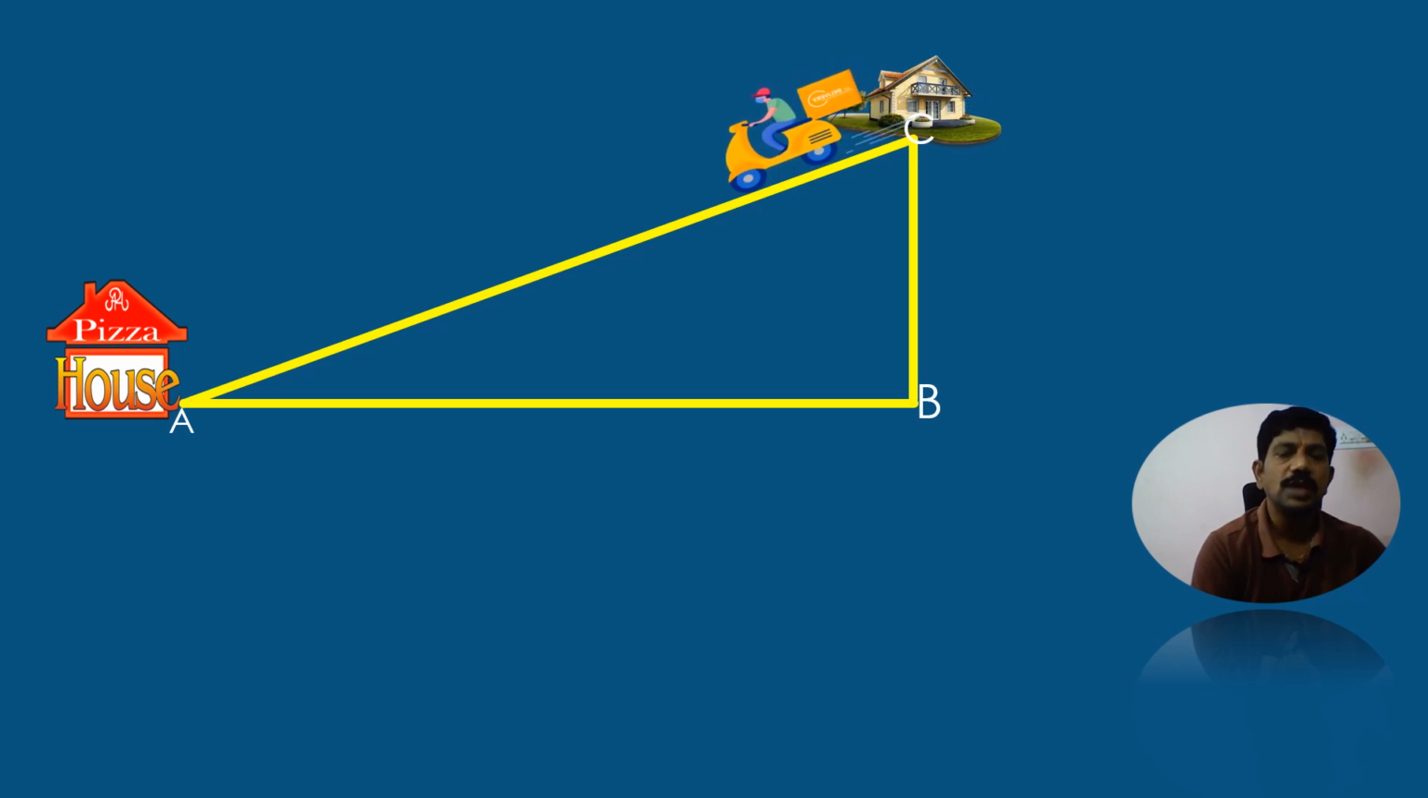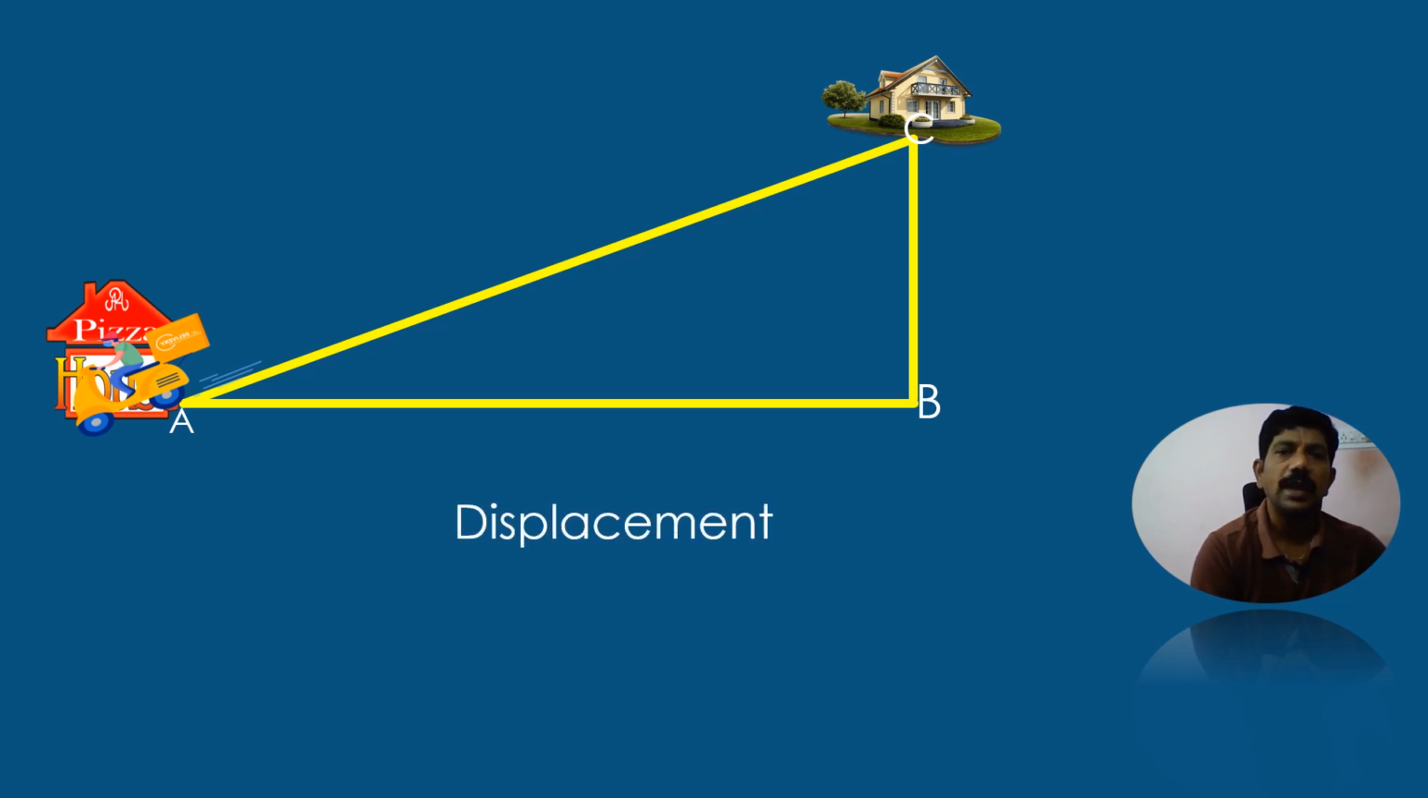So the shortest distance from initial to final position of a body or of an object is known as displacement. After some time, observe this animation. After some time, the boy returned again to the pizza house. The boy started from A and reached C, and again he came back to A. At this time, the displacement is 0.